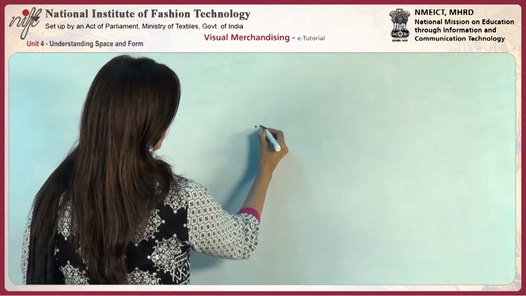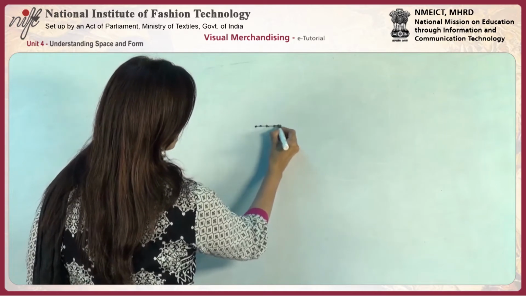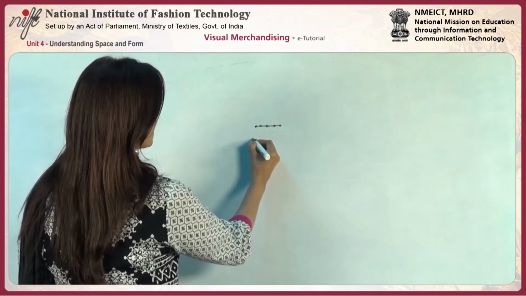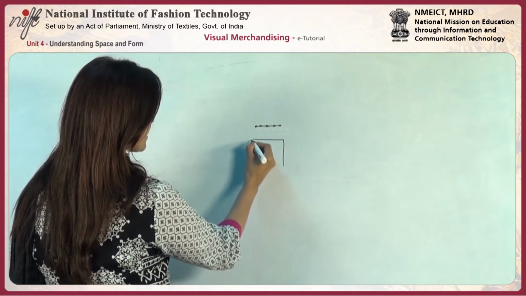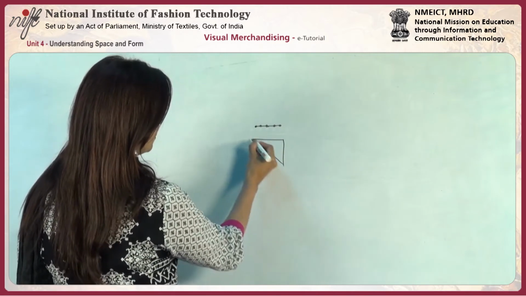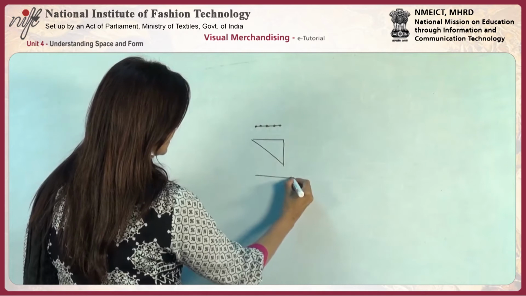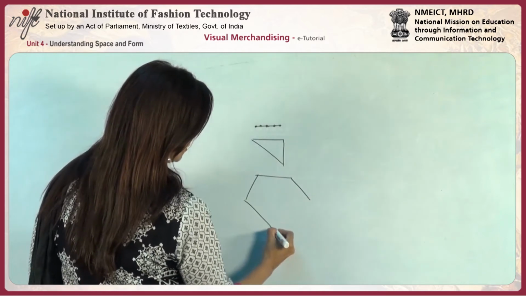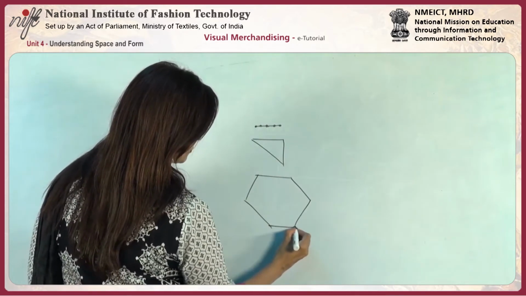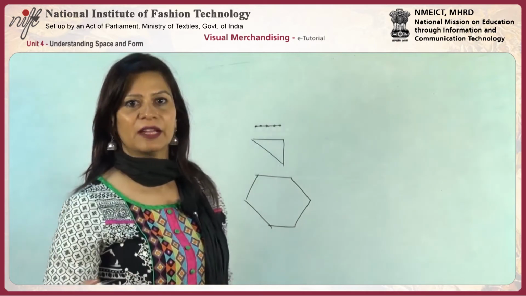A series of lines makes a shape. So, the first was a series of points make a line. Now, a series of lines make a shape. The smallest could be a triangle, it could be a hexagon or an octagon and so forth.